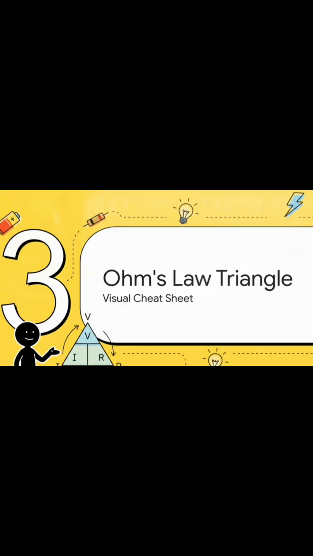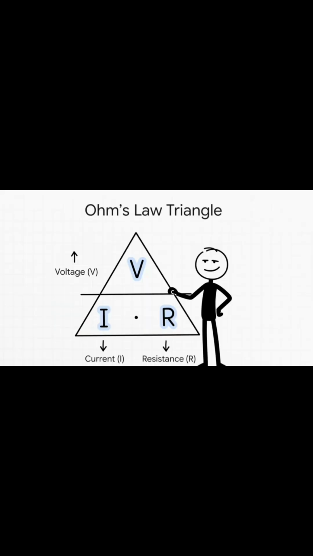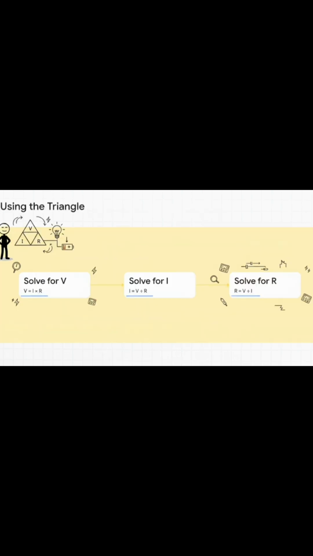Section 3. The Ohm's Law triangle. Okay, so if you ever find yourself needing a quick way to rearrange that V equals IR formula, this little spatial arrangement is an absolute lifesaver. It's a classic study hack. You just draw a triangle. The V, for voltage, sits proudly right up there at the very top. Then down at the bottom, you place the I for current and the R for resistance right next to each other. Here's how it works.